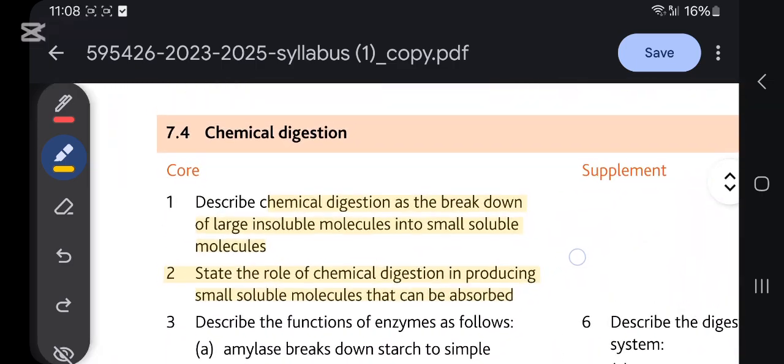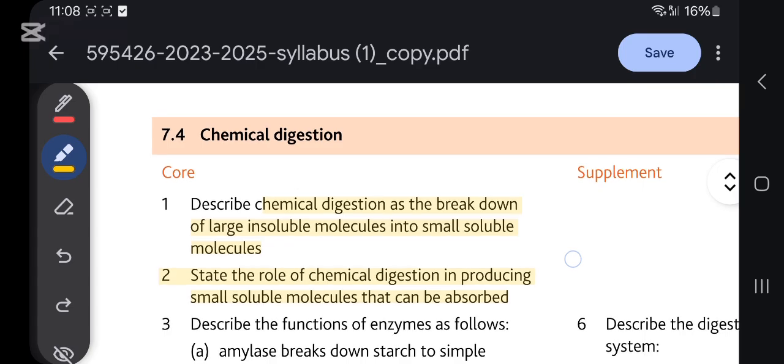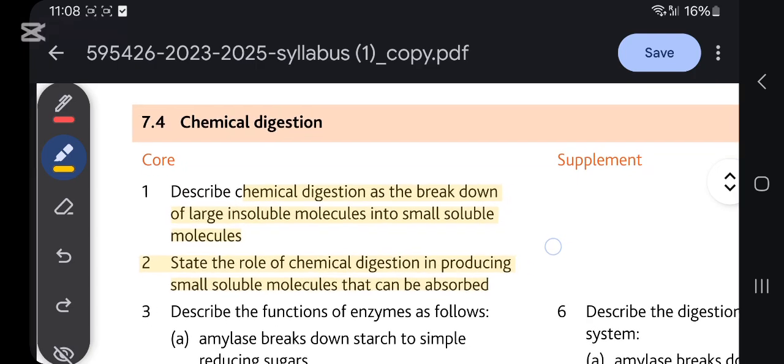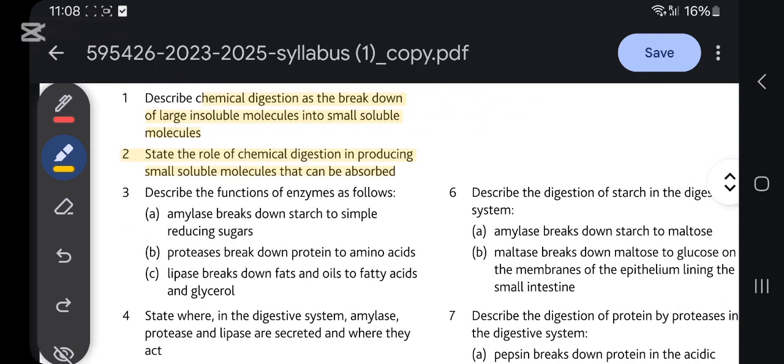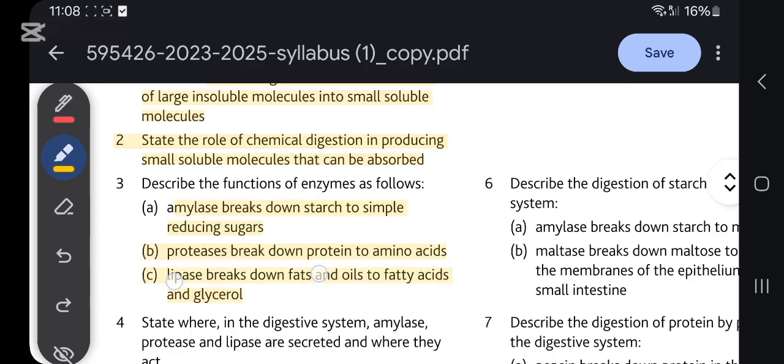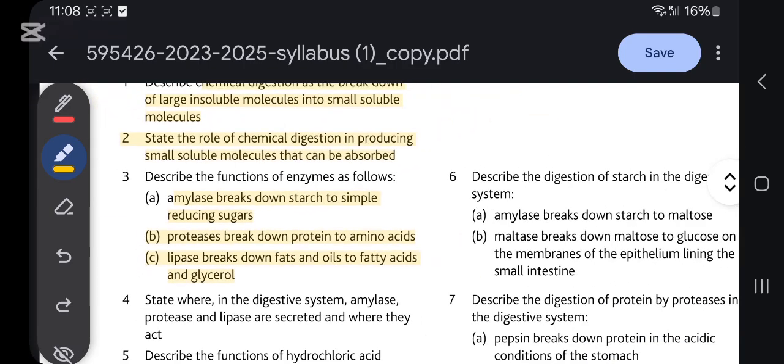Then in the mouth also chemical digestion starts. Chemical digestion is making insoluble molecules into small soluble molecules so that they can be absorbed, and it takes place with the help of enzymes. As I told you before, amylase breaks down starch to simple reducing sugars like glucose. Proteases break down protein to amino acids. This is something which I didn't tell you: lipase breaks down fats and oils to fatty acids and glycerol.